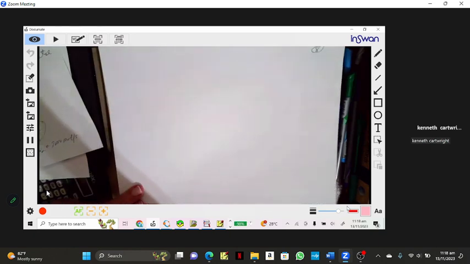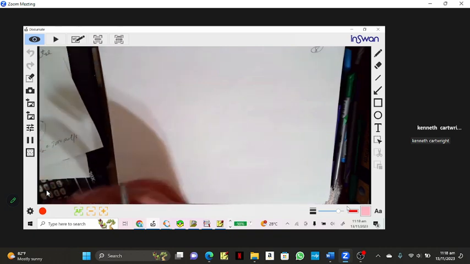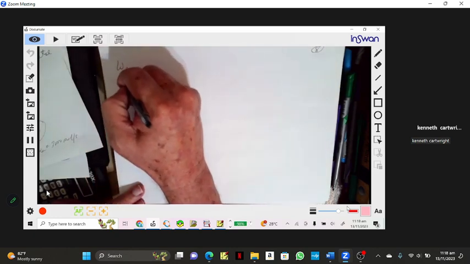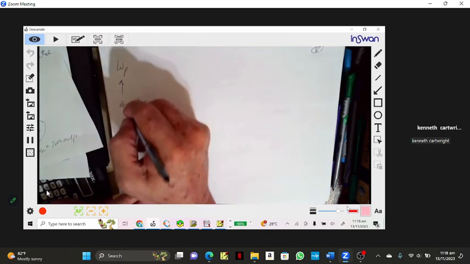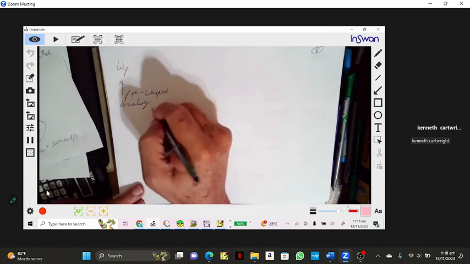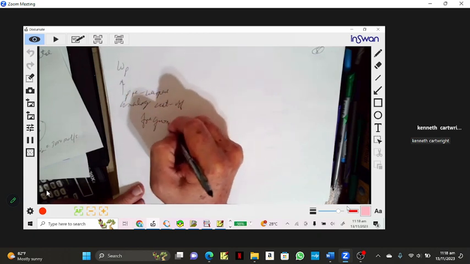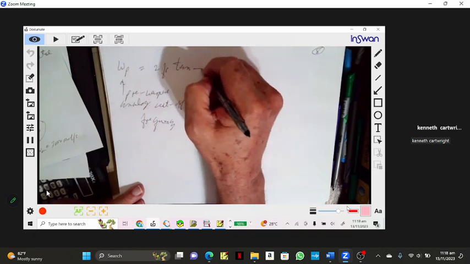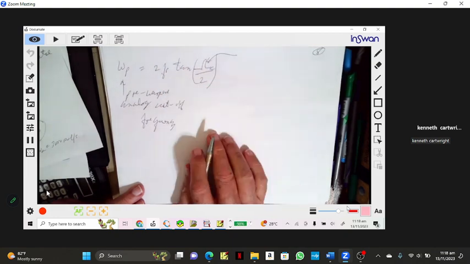You're not reading that properly. You're reading back to me a formula, but I'm not convinced you know what it means. The pre-warped analog cutoff frequency equals 2fs tan omega divided by 2. What's omega? Omega C, really.